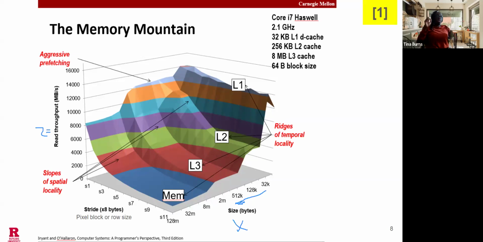The row size of my elements. Now, with larger strides, that means you're going to be skipping over some memory locations. All right, so now that we know this, and we'll call this our y-axis, let's take a look.